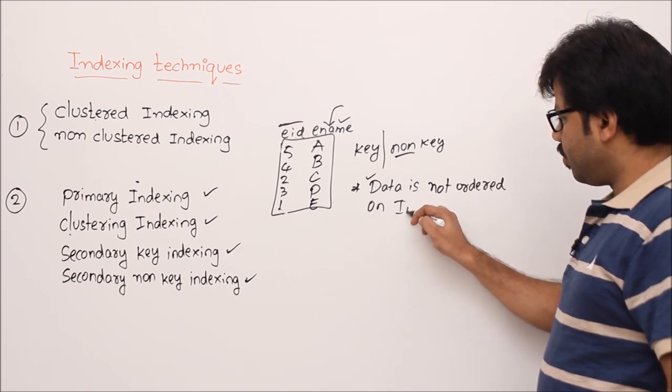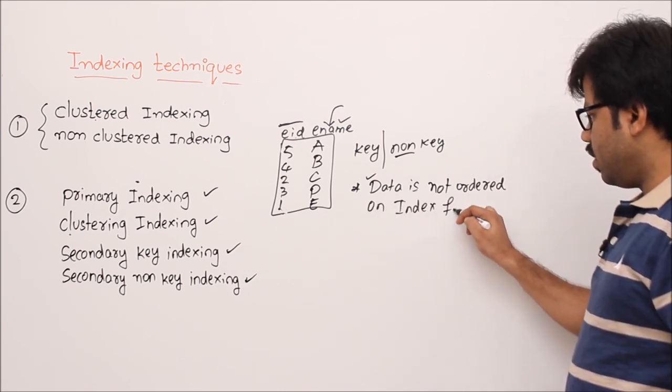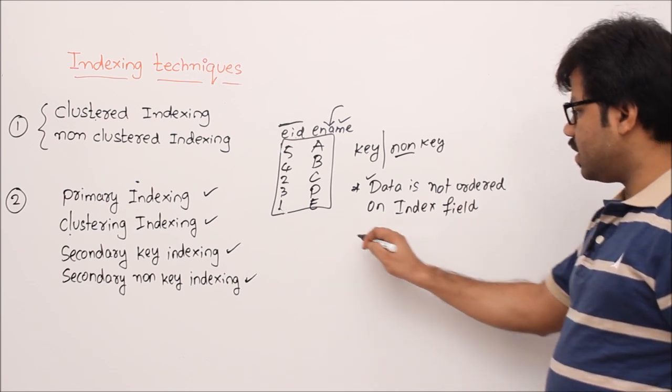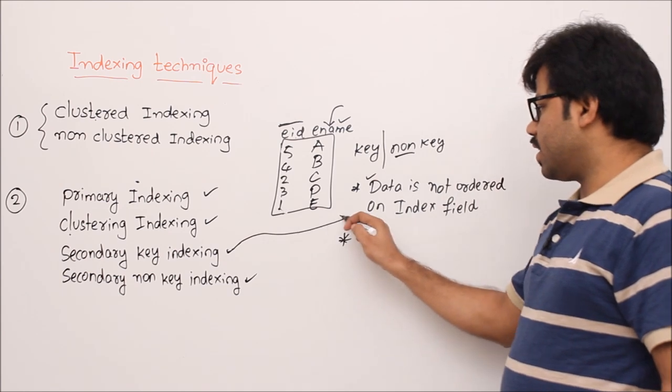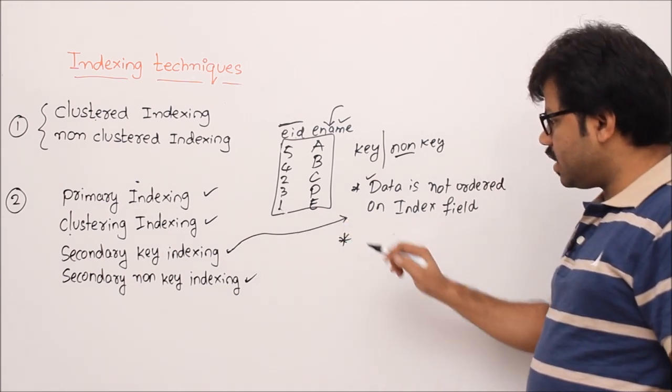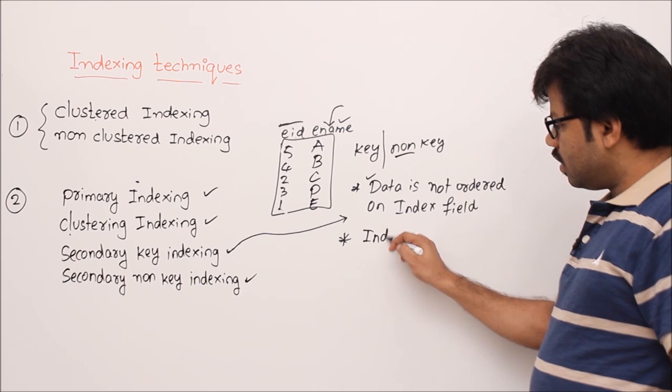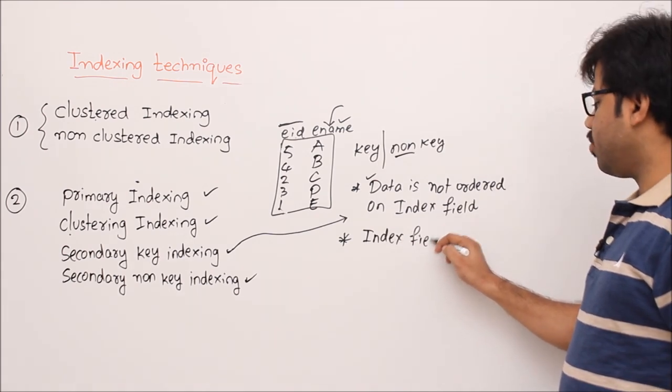On index field, whatever the index field. So that is one important condition. Second one, so now let's focus on secondary key indexing. In secondary key indexing especially, the index field is key field.